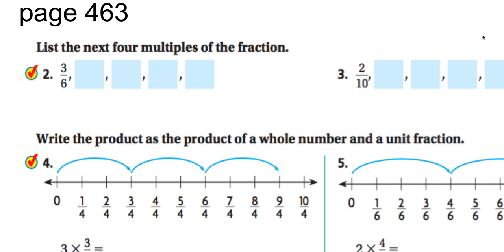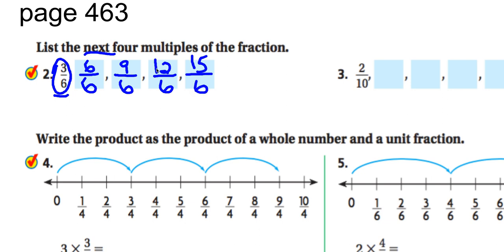Okay, so this is your Go Math book, page 464. This is part of the share and show. So please make sure that you do these examples with me so that you have a better understanding of today's lesson. Okay, so it says list the next 4 multiples. So we already have the first one, but we want the next 4. That's why there's 4 blanks. So remember, we're skip counting by 3/6 at a time. So it's 3/6 plus 3/6 is 6/6. Another 3/6, 9/6, 12/6, 15/6.